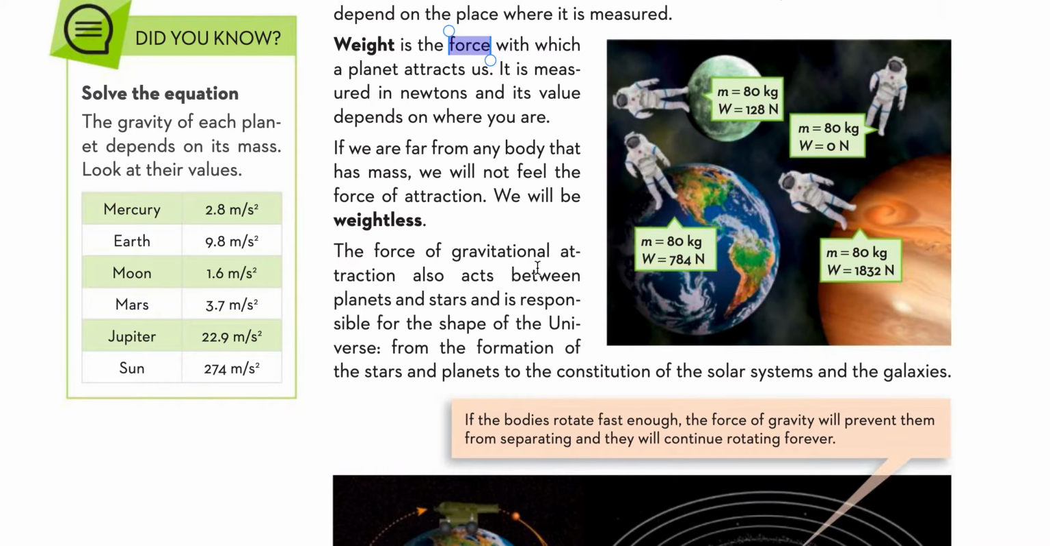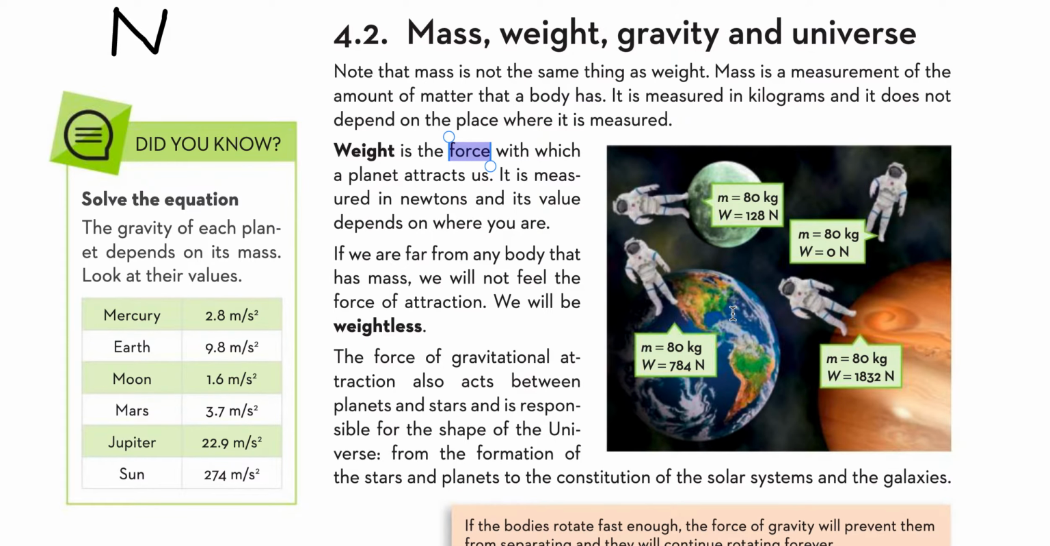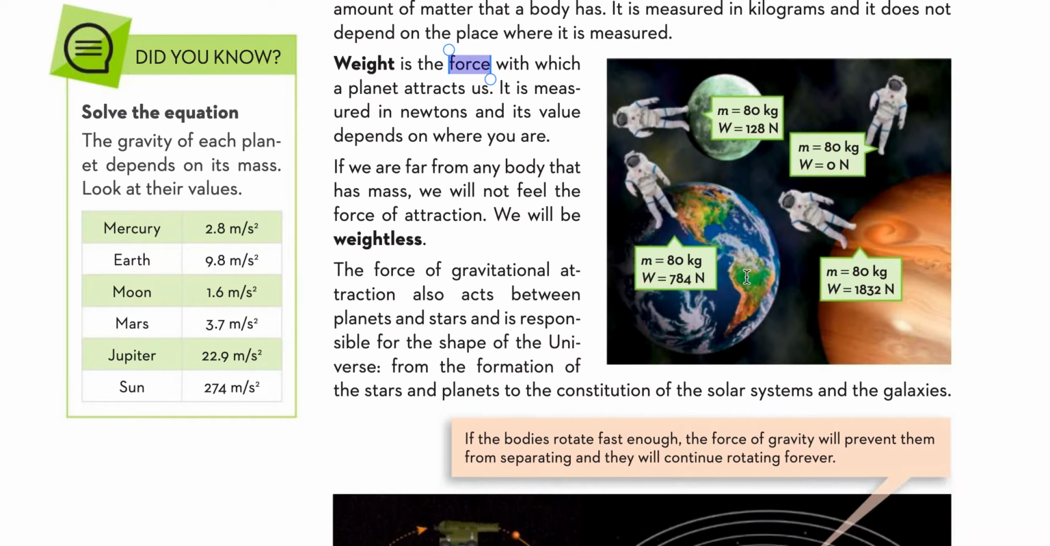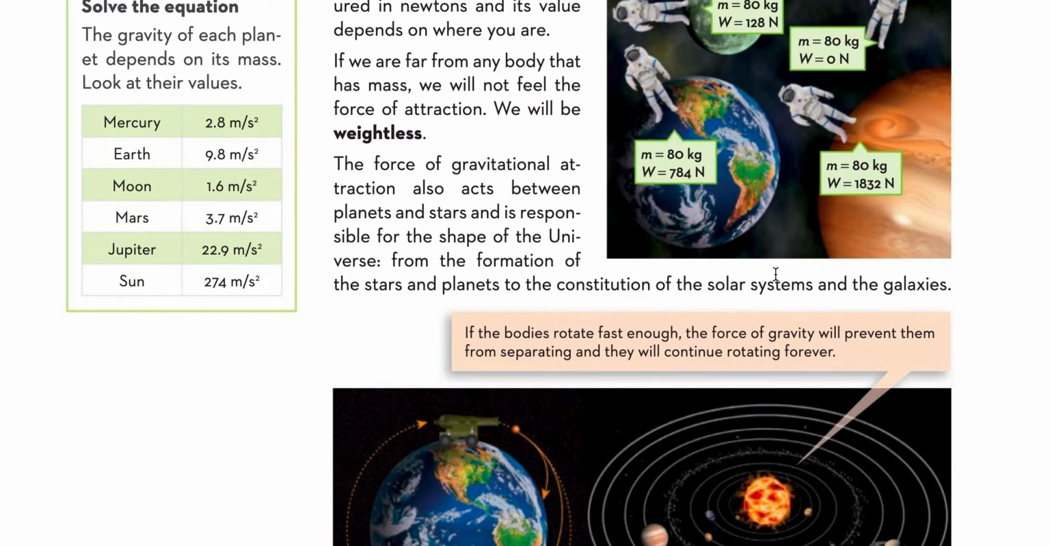Well, of course, this force of gravitational attraction is acting between planets and stars. For example, our planet, the Earth, is going around the Sun because of this force of gravity. By the way, the force of gravity is always attractive. It is not repulsion. There is no repulsion between bodies. It is always attraction among them.